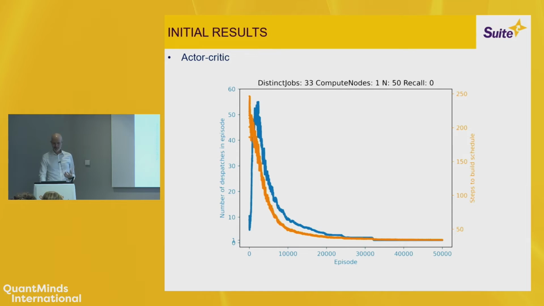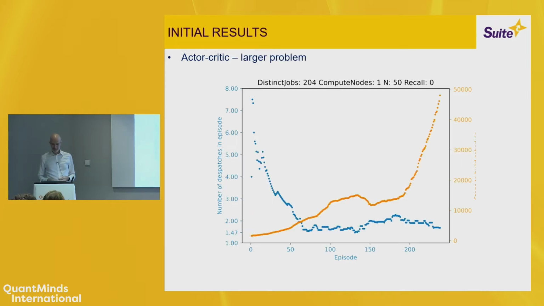So the question is, what happens when we increase the size of the problem? Here we see that just increasing from having 30-something jobs to 200-something, and leaving everything else the same, all of a sudden, rather than converging, even within 250 episodes, it's already taken 50,000 steps to build the schedule, which is obviously nonsense. So it's clearly fallen into a hole at that point, and it just grinds to a halt. And yet here we haven't introduced any of our complications from the real world. So still one node, constant speed, et cetera.